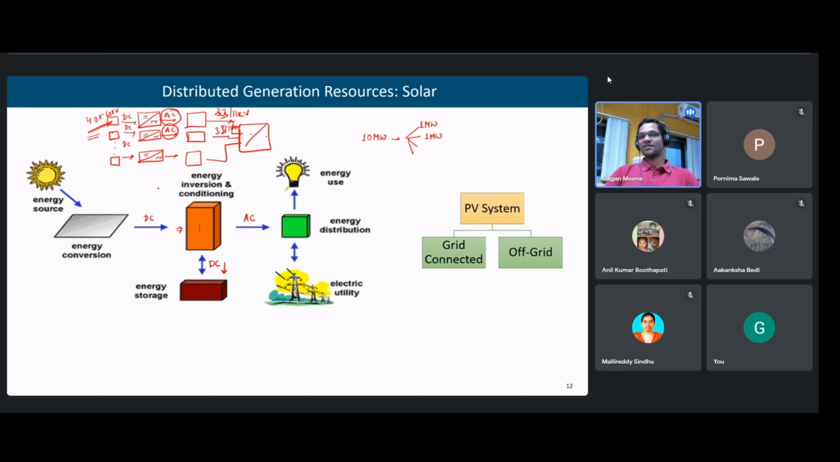Then this will be the transformer which will again boost the voltage, depending upon at what level you are connecting this plant. If you are connecting it to 220, 110, or 66 kV, accordingly you have to boost the voltage.